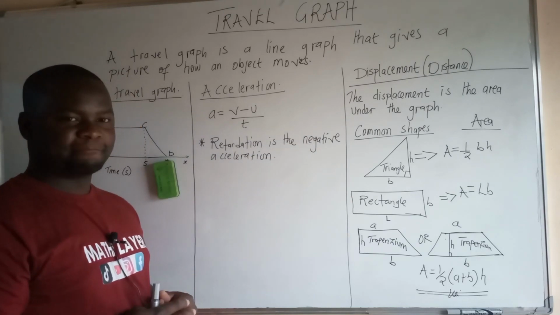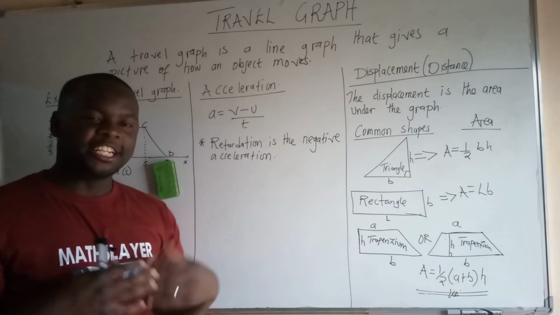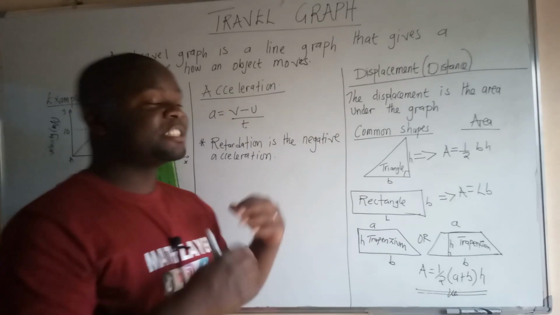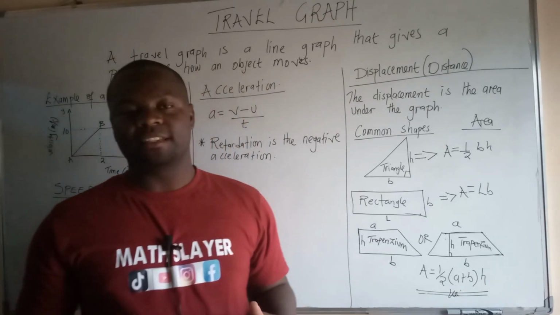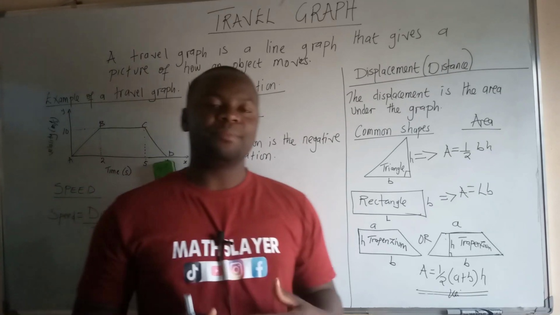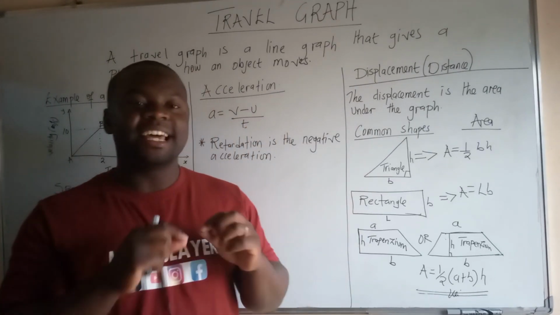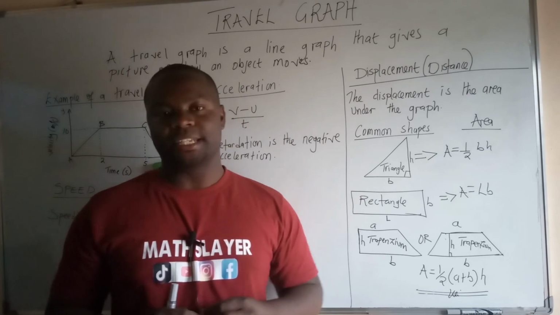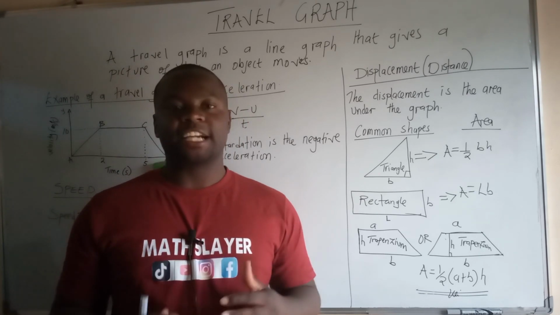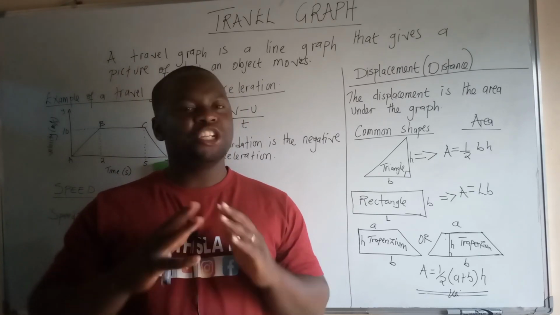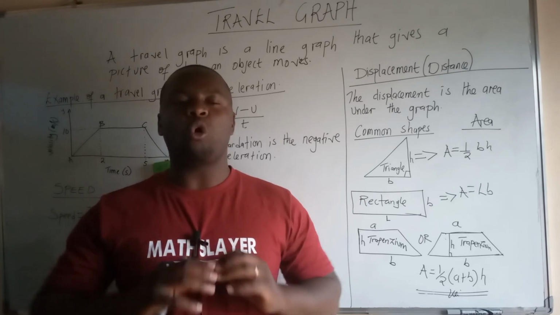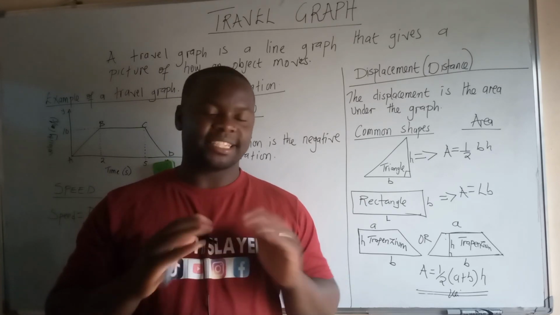As simple as that. Distance or displacement. Distance and displacement mean one and the same thing. The only difference is that displacement is a vector quantity, there's a direction involved in displacement, while distance is a scalar quantity. But the way you calculate displacement or distance is purely the same.